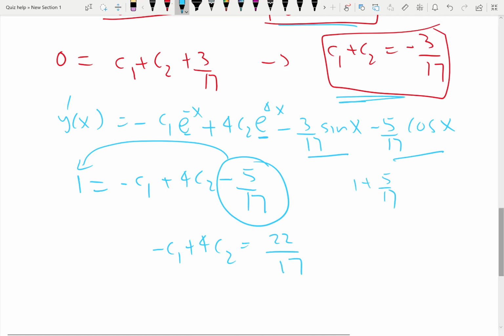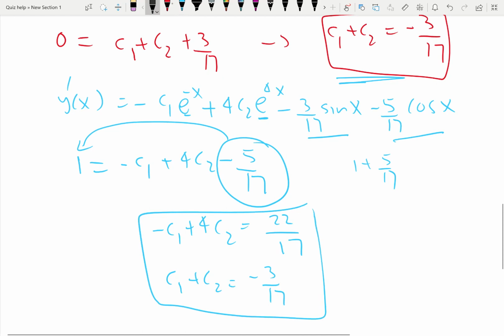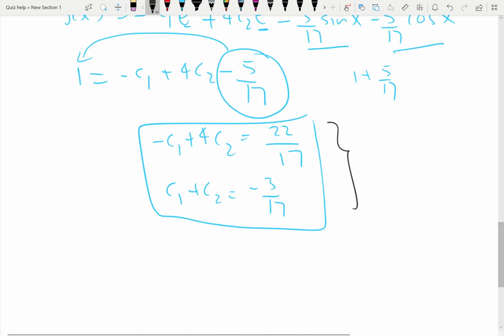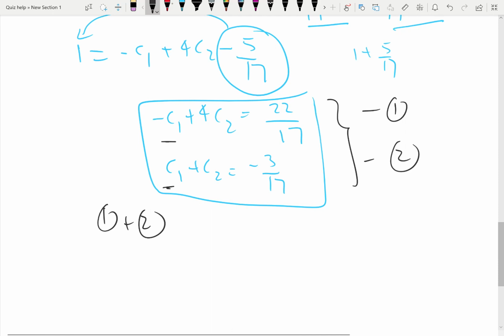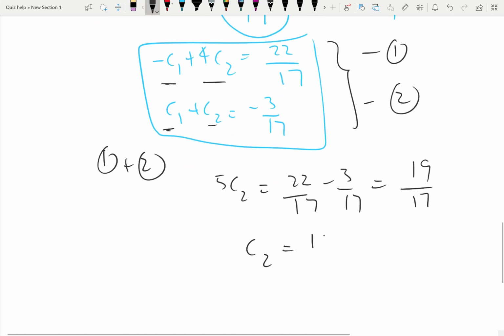So we get two equations, right? Wow, this is very long, right? So c1 plus c2 is negative 3 over 17. Now we want to solve these two equations for c1 and c2. Let's call this 1, let's call this 2. Now the c1 coefficient is the same number but with opposite sign, so let's add the two equations. If you add the two equations, c1 cancels out. 4c2 plus c2 is 5c2. Adding 22 over 17 and negative 3 over 17 gives 19 over 17. So if you divide by 5, c2 is 19 over 17 times 5, which is 85.